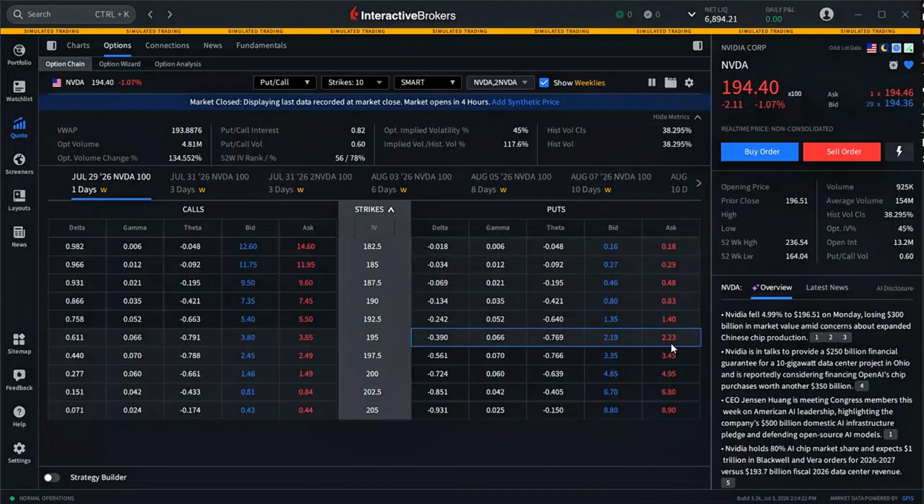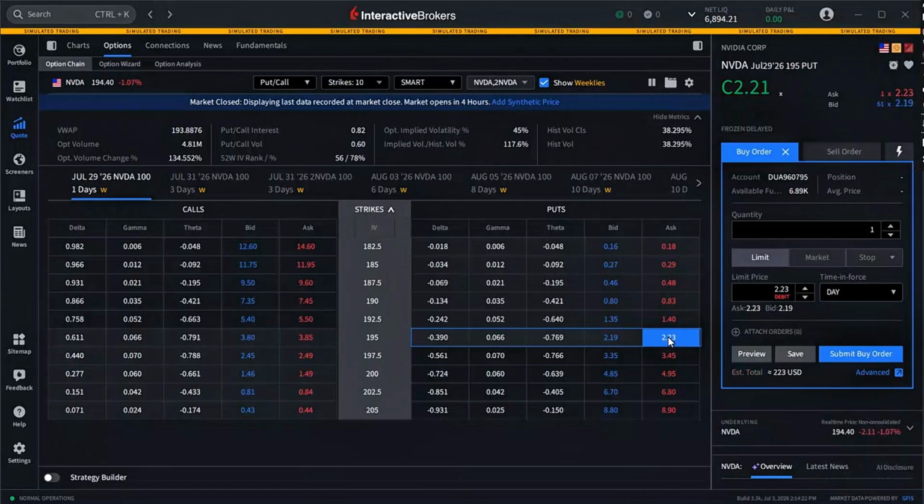So I want to buy it at the money. Remember, the at the money is over here, in the money is this, the rest of this other area over here. So I want to buy at the money. So I'm going to buy it at $223. That is what it's going to cost me, and I want to buy it at a market order.